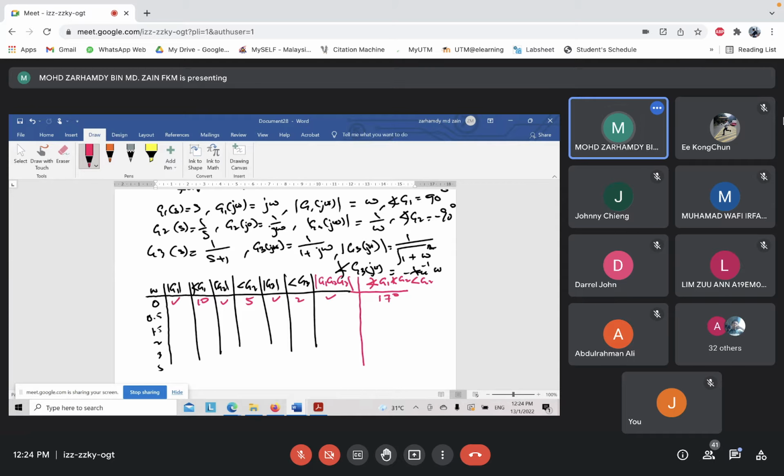So now, okay, refer to our polar graph. Okay, refer to our polar graph. We only need these 2 points.